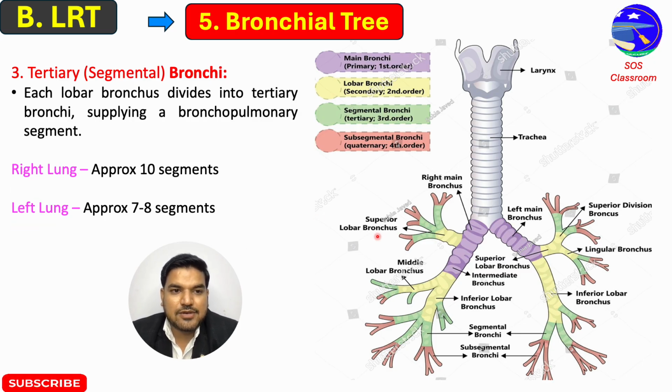Next is the tertiary or segmental bronchi. Segmental bronchi, you can see the light green color. You can see 1, 2, 3, 4, 5, 6, 7, 8, 9, 10. So there are mainly 9 to 10 segments present in the segmental bronchi on the right side, and on the left side approximately 7 to 8. You can see 1, 2, 3, 4, 5, 6 and 7. So 7 to 8 segments are present on the left side.